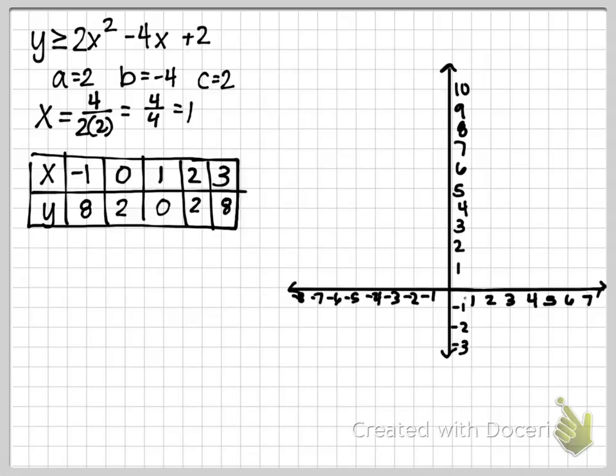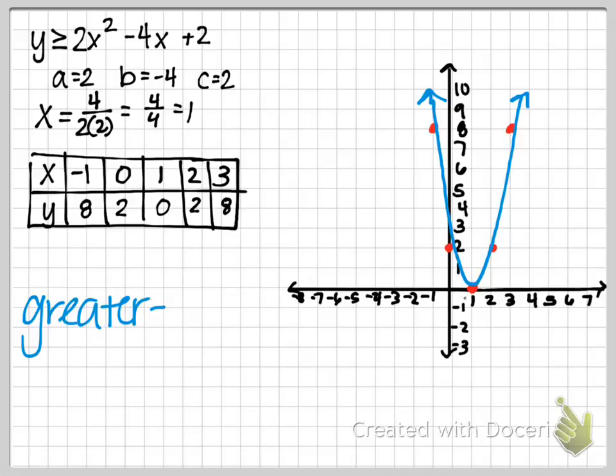The first point I'm going to place is at -1 and 8. Then 0, 2. Then 1, 0. 2, 2. And 3, 8. What type of line do I have, dotted or solid? Solid, very good, because it's greater than or equal to. Now, what type of sign do I have? Greater than. And which way does my graph face, up or down? Up. Are those the same or opposite? Same. So this time we are going to shade inside.